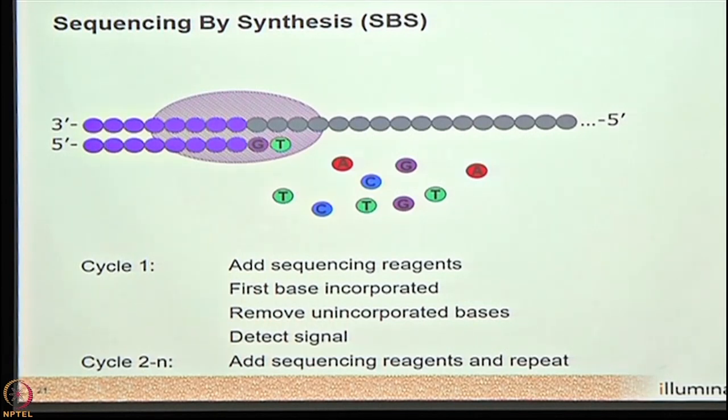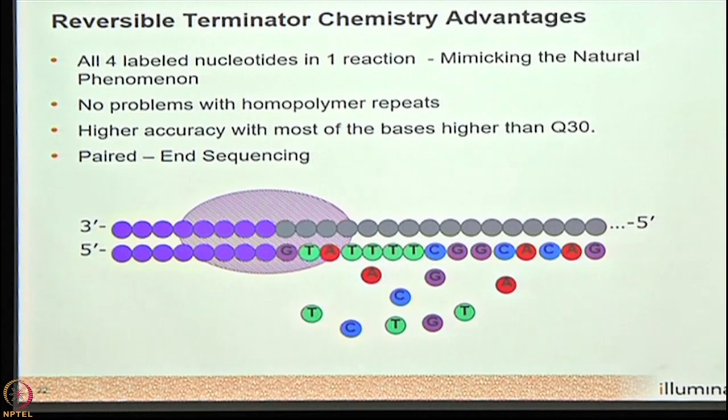Okay, so this is how, if you are going for 300 cycles, 300 bases will be added and we are done with the sequencing part. So what is the key difference here is we essentially mimic the natural phenomenon. There is no change in phosphate or something.